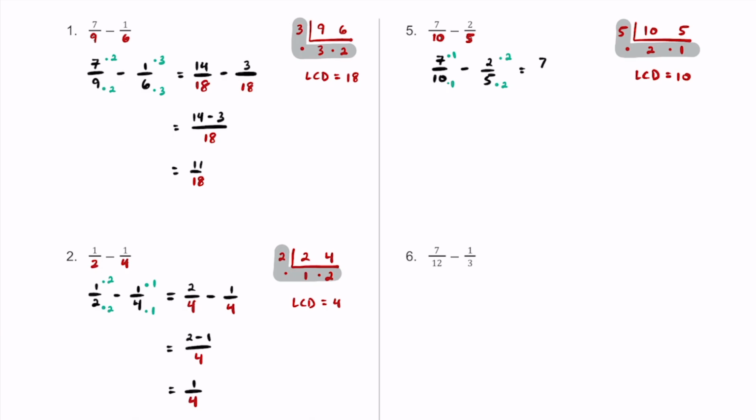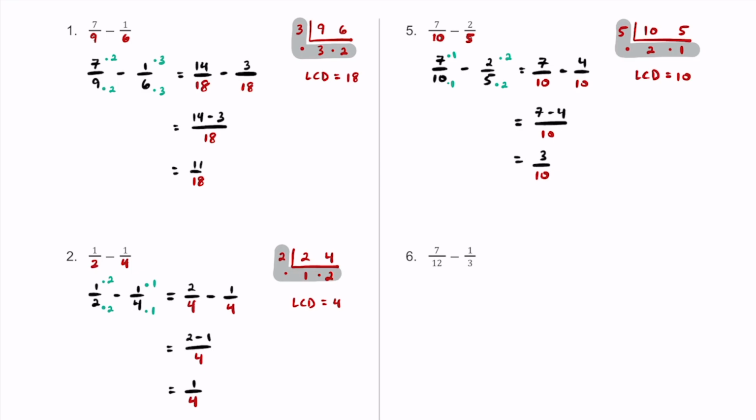7 times 1 is 7, so we have 7 over 10. That fraction stayed the same. The second fraction, let's see, it's going to be 2 times 2, which is 4, so it's going to be 4 over this 10. Great, we have common denominators of 10, so we can go ahead and subtract the numerators. So we have 7 minus 4 on top. That's going to be equal to 3. So our answer here is going to be 3/10.